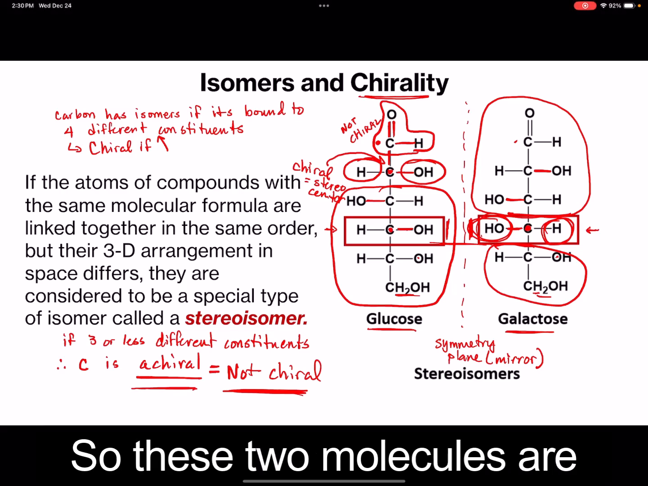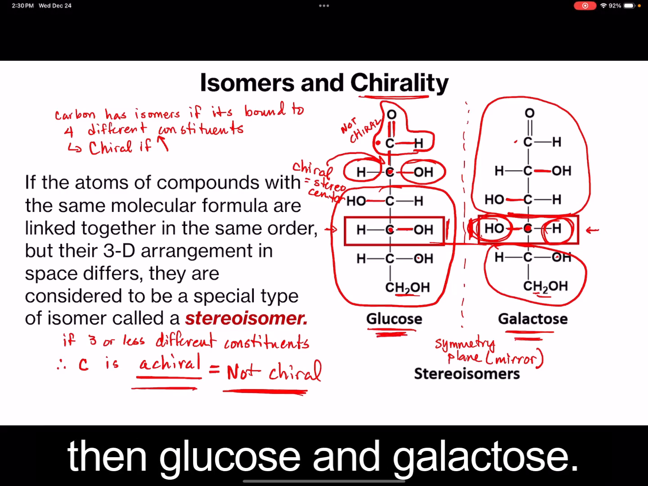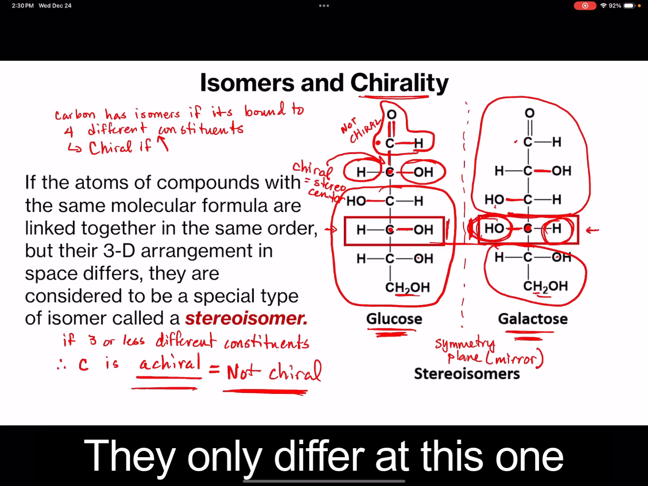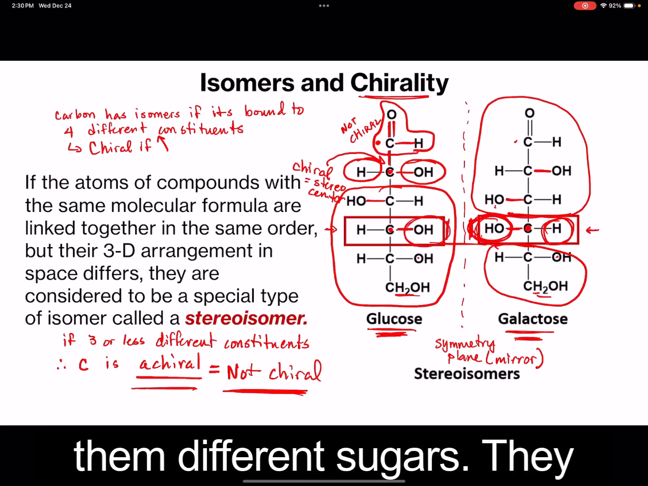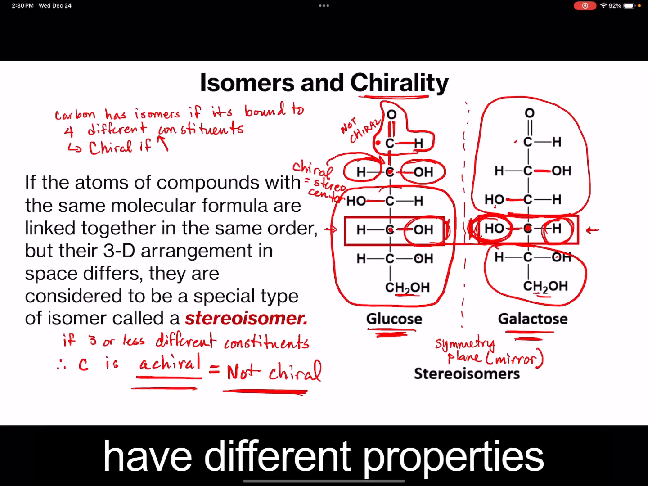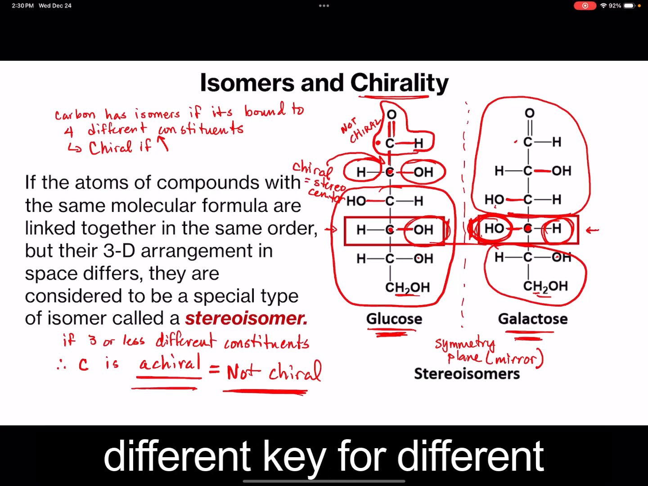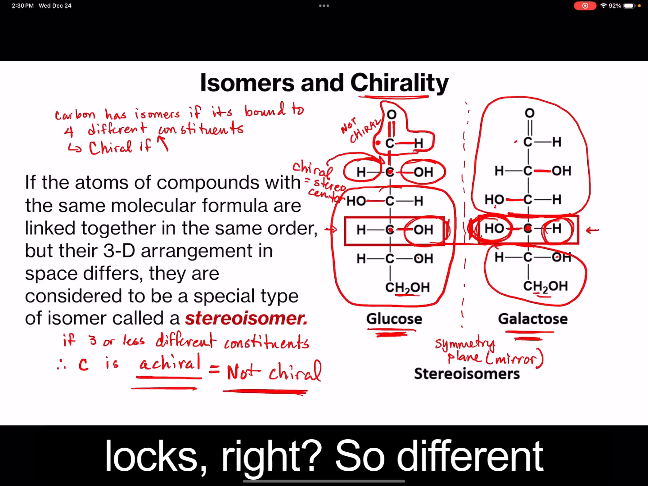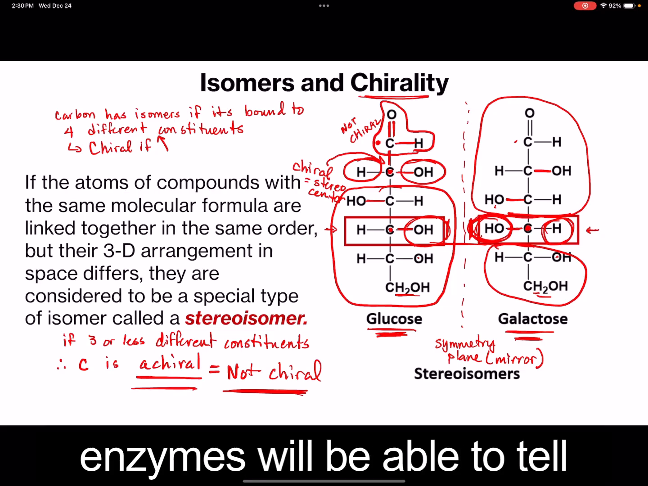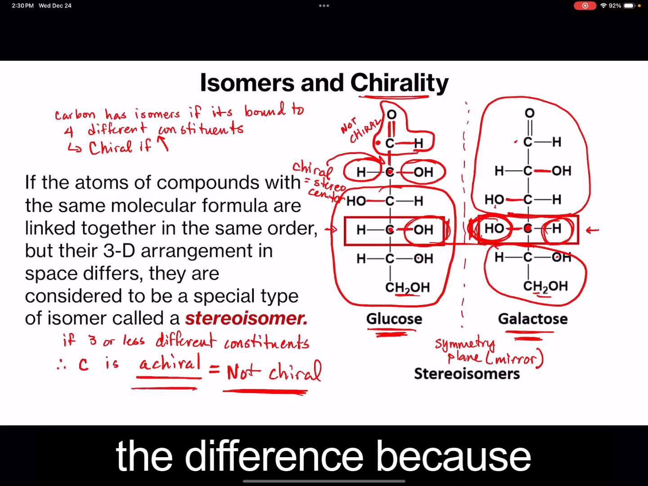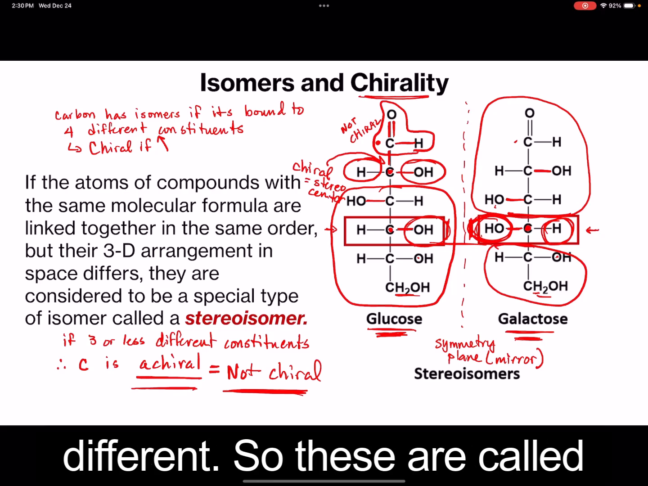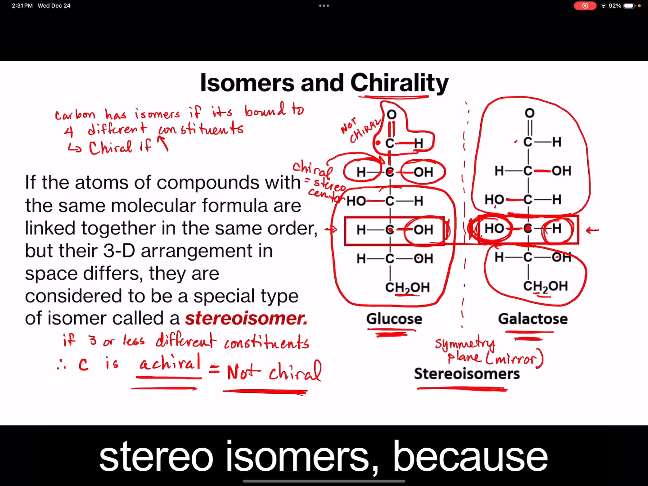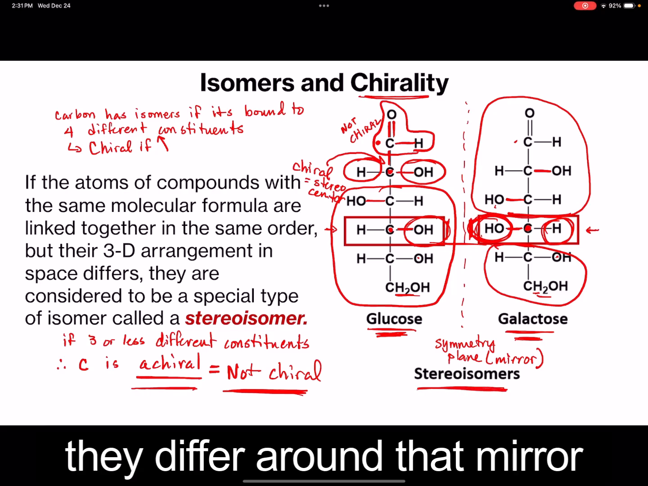So these 2 molecules then, glucose and galactose, they only differ at this one position, but that's enough to make them different sugars. They have different properties inside the body. They're a different key for different locks, right? So different enzymes will be able to tell the difference because their shape in 3-dimensional space is different. So these are called stereoisomers because they differ around that mirror plane.